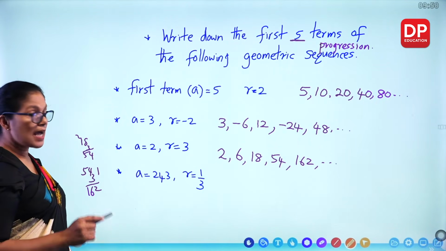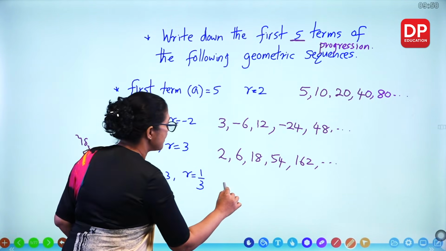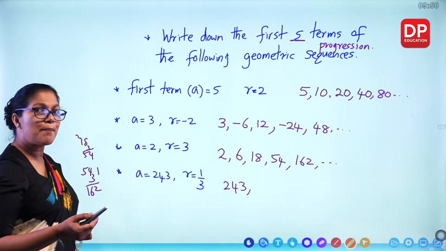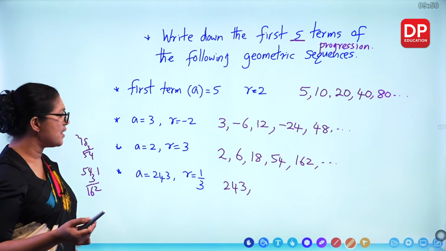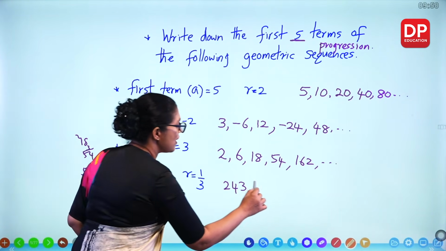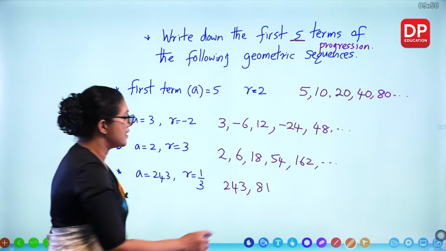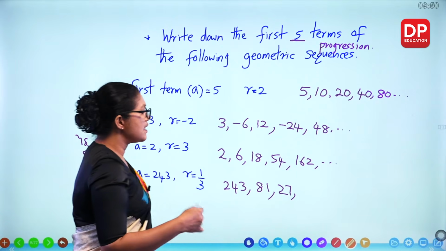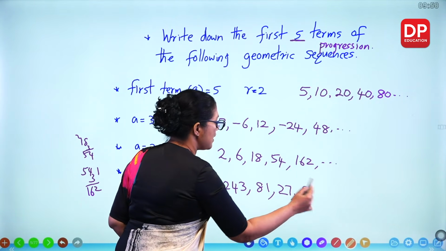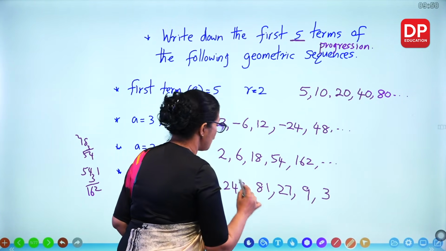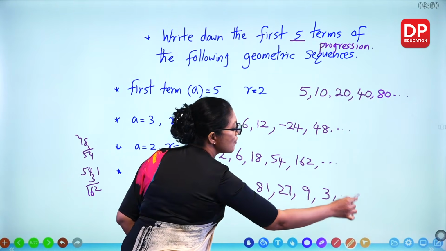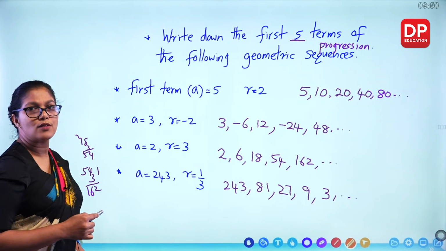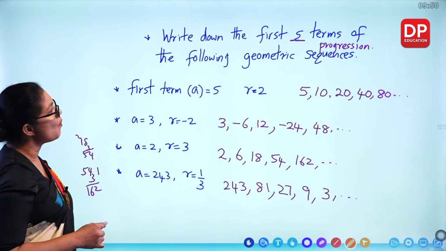This one, starting from 243. 243 multiplied by 1/3 means you divide by 3. When you divide by 3, what do you get? We get 81. 81 divided by 3, 27. 27 divided by 3, 9. 9 divided by 3, you get 3. 1, 2, 3, 4, 5. So those are the 5 terms when a is 243 and r equals 1/3.